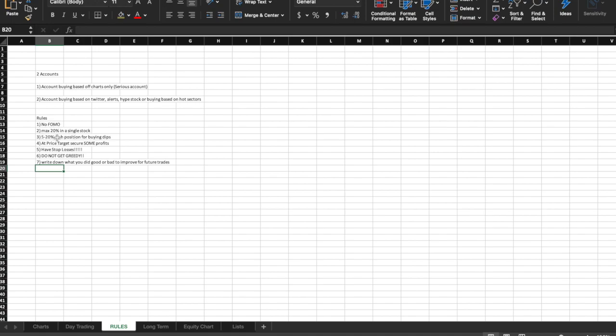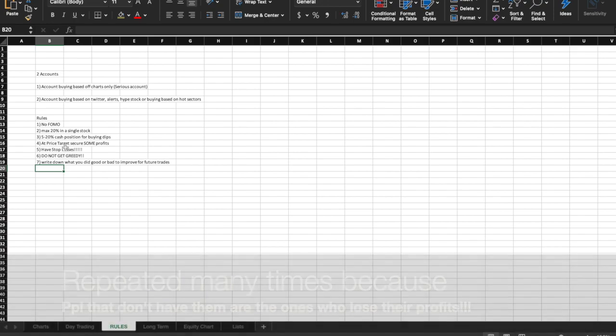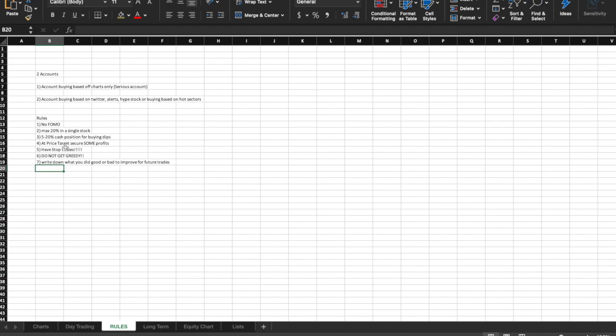Typically I'd want to have 5 to 20% in cash to be able to buy on dips at a price target. So when I do enter a stock, I'm going to have certain price targets. When it hits that price target, I have to secure some profit, so at least I don't get greedy. And I have to have stop losses. You have to have stop losses in order to make sure, one, you don't lose your profits, and two, you don't lose much on trades. So you want to win big and lose small.